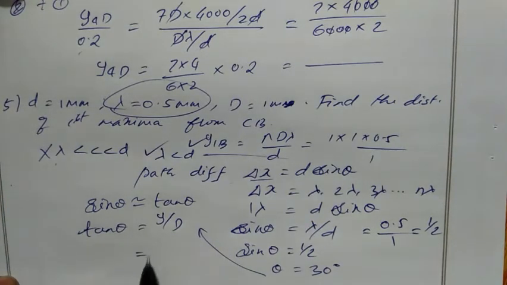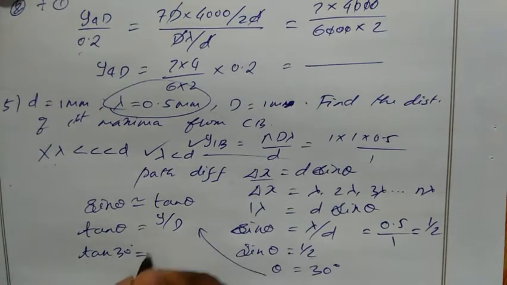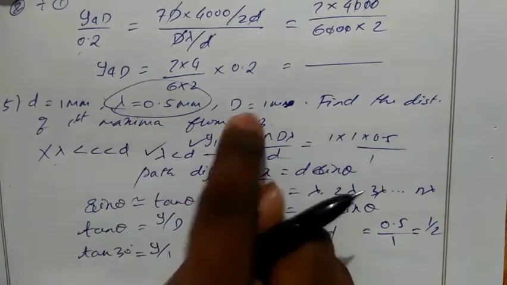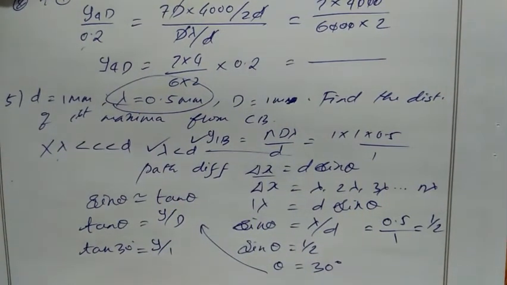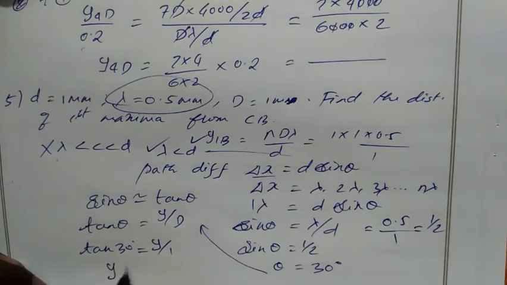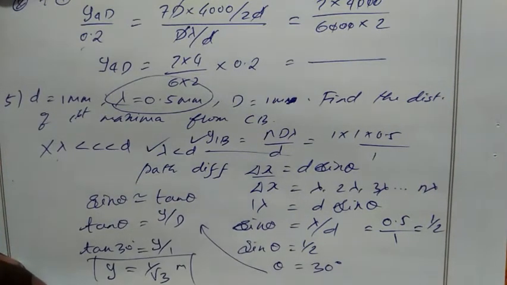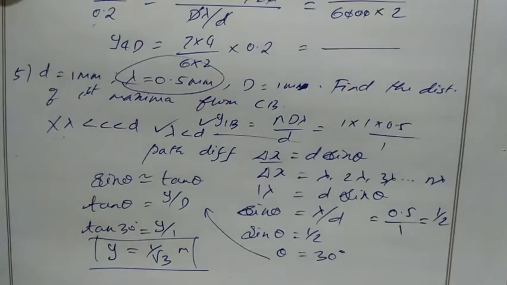Clear? So what's the value of y here? The theta value is 30 degree. So tan 30 degree will be y by D. So we can write, D is 1 given here. Then what's the value of tan 30 degree? For tan 30 degree it is 1 by root 3. So y equal to 1 by root 3 meter is our answer. Okay, so the first maximum distance is 1 by root 3 meter.